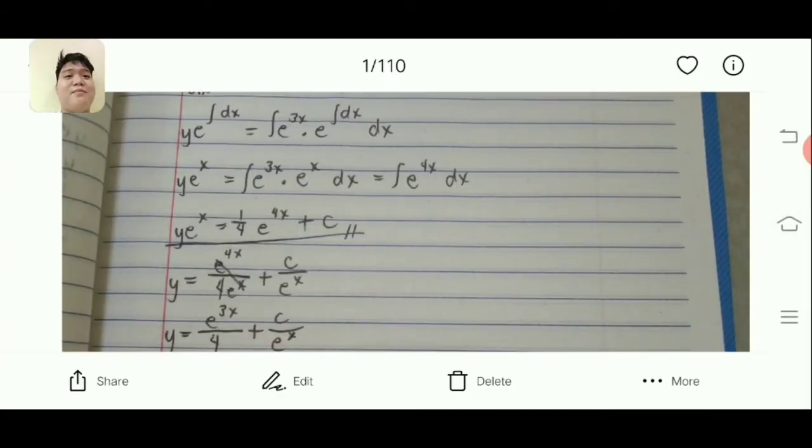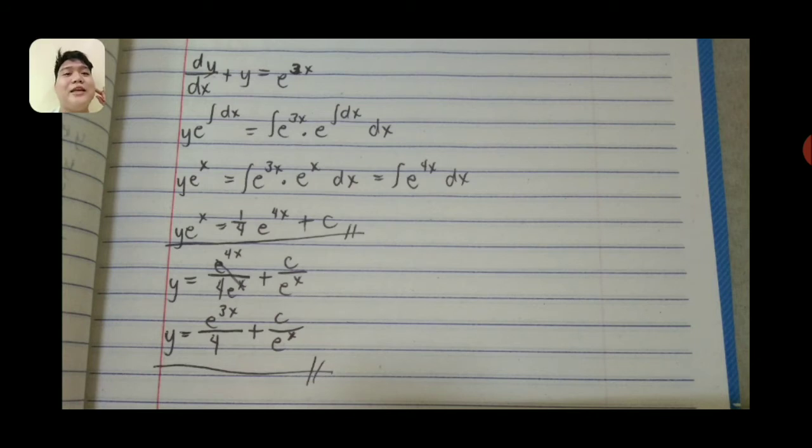For the next example, dy over dx plus y equals e raised to 3x. It's the same as before because dy over dx plus y comes first with the dy. If it were dx over dy with a plus x there, then it would be linear in x. Now since it is linear in y, our formula is still y times e raised to the integral of p of x dx, where p of x is 1, the invisible one beside the y.